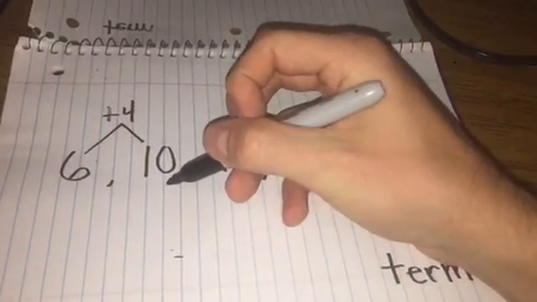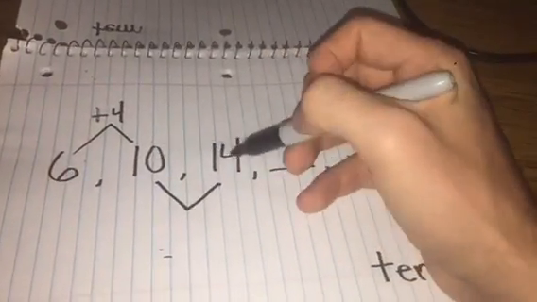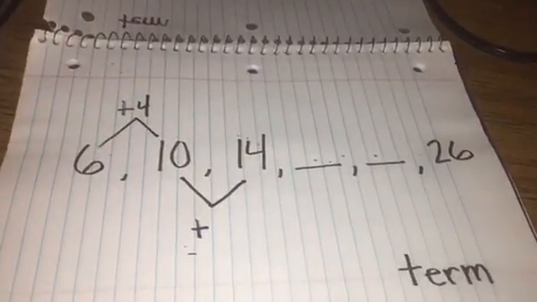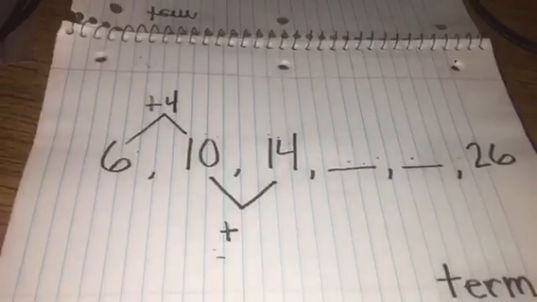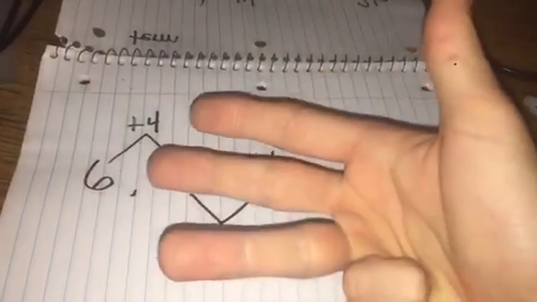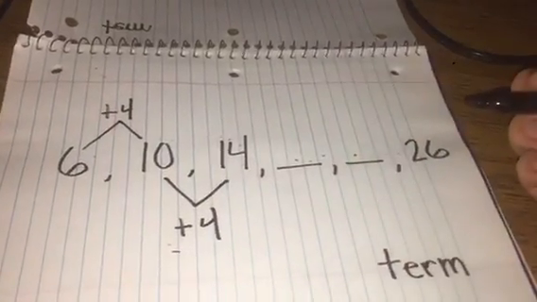I want to see what does it take to get from this term to this term. So I have 10 and my next number is 14. So once again I'm getting bigger, so it has to be an addition rule here. So it's plus something, and I want to figure out how many I'm going up by. So I want to start at 10, 11, 12, 13, 14. Once again it's going up by 4. So I'm starting to realize a pattern here.